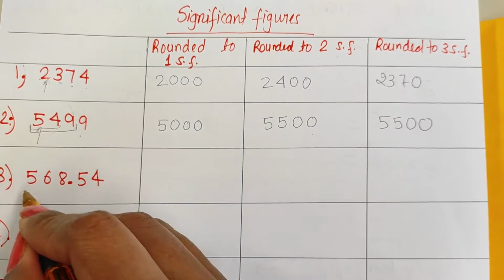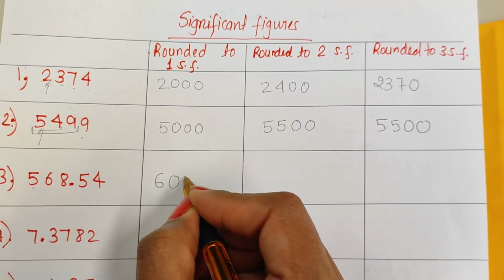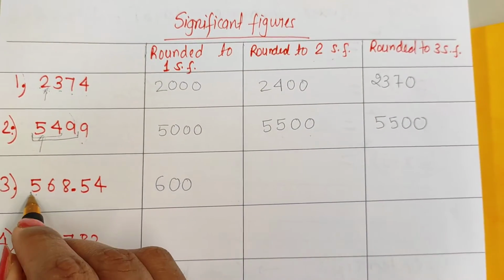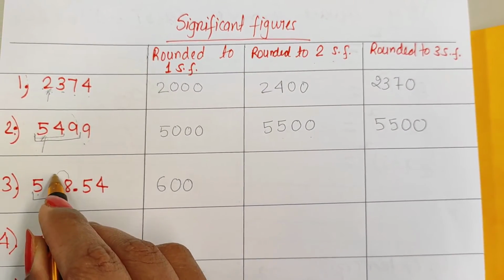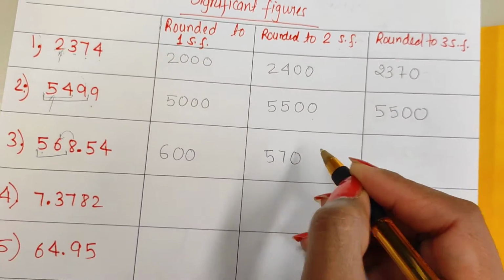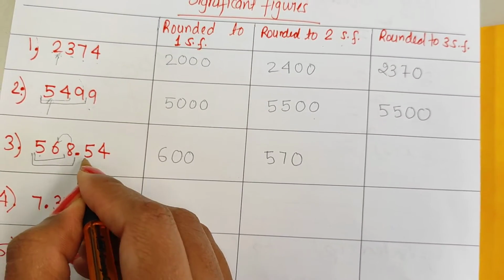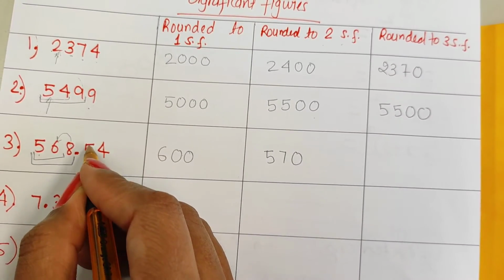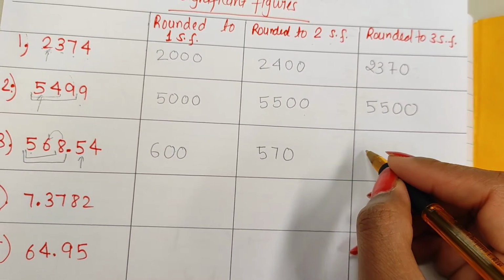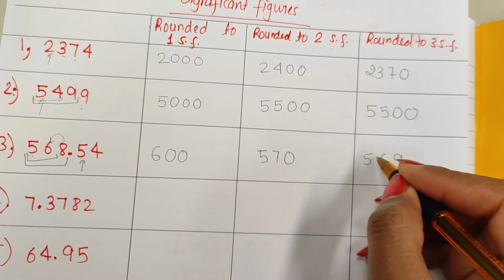Now let's try this one. Rounded to one significant figure, this will become 6 and the rest of them become 0. Two significant figures, and now we have to round this up, so this will become 5, 7, 0. Round to three significant figures, and we look for the fourth number, which is 5, so we have to round 8 up, so 5, 6, 9.